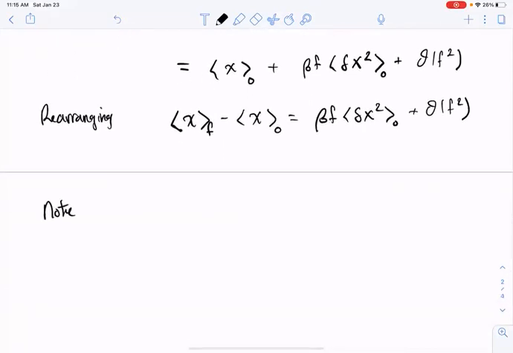Note, in addition, that we don't necessarily know what that average or what the variance of X is in the absence of the force. It is not necessarily alpha over beta.